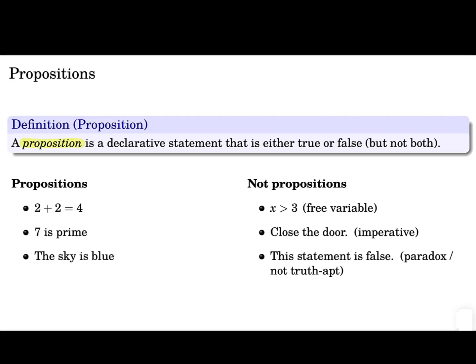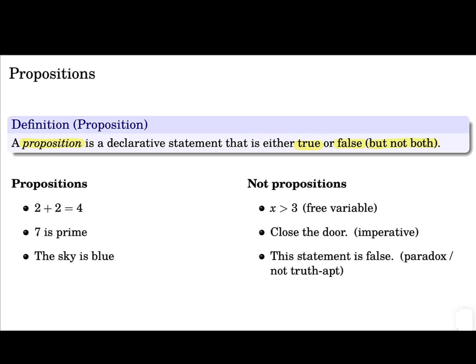A proposition is a declarative statement that is either true or false, but not both at the same time, right? So it can either be true or false, but it can't be true and false. And it has to be either true or false. It can't be also neither.